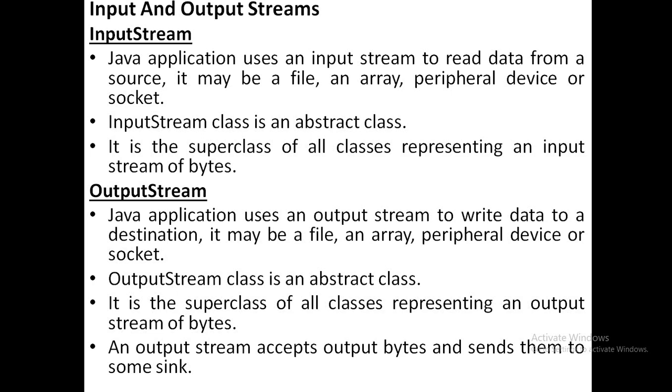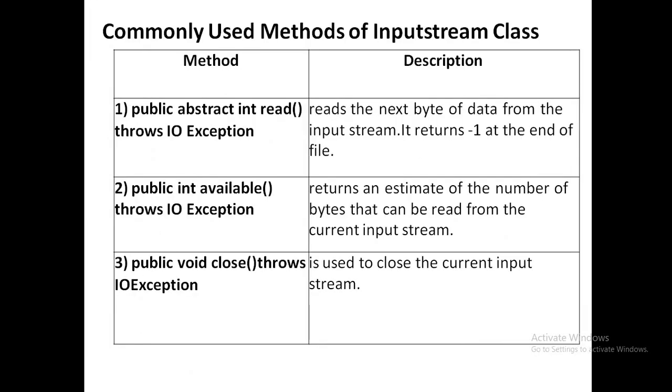Similarly, we have output stream. A Java application uses an output stream to write data to a destination, that is, into a file or array or a peripheral device. And this output stream class is also an abstract class, and it is the superclass of all classes representing an output stream of bytes. An output stream accepts output bytes and sends them to some sink.